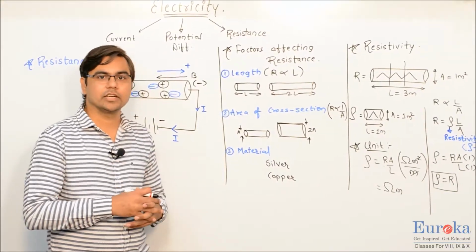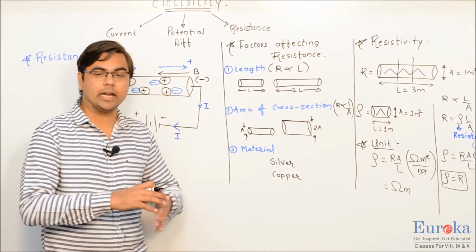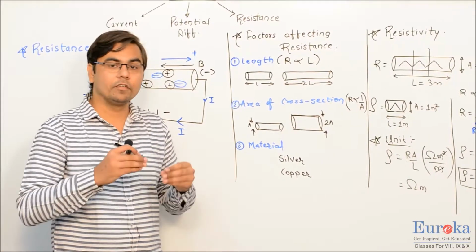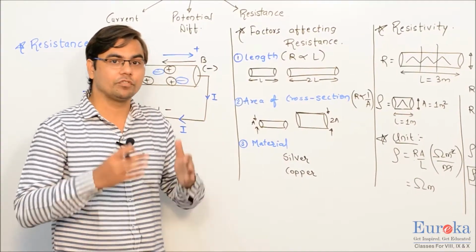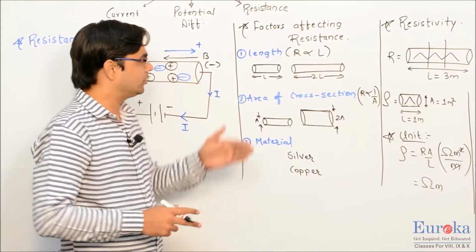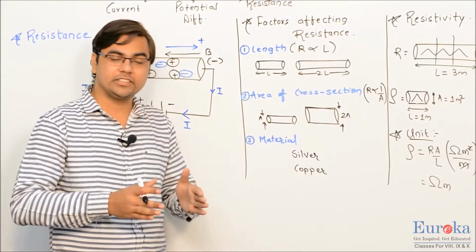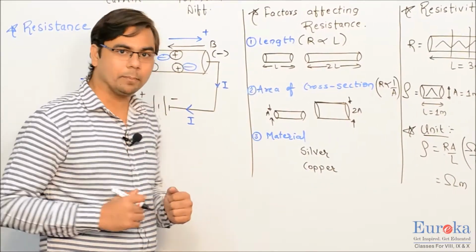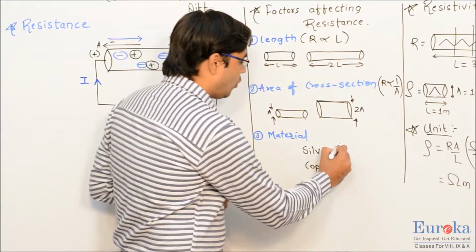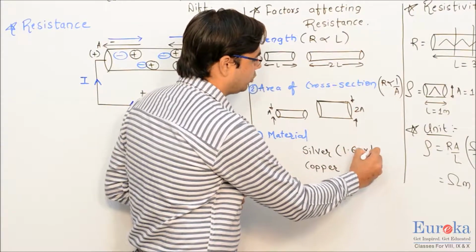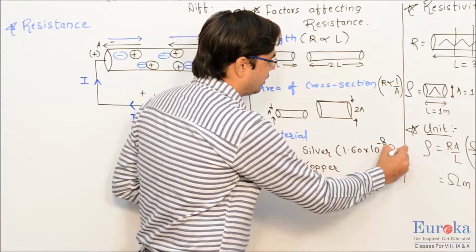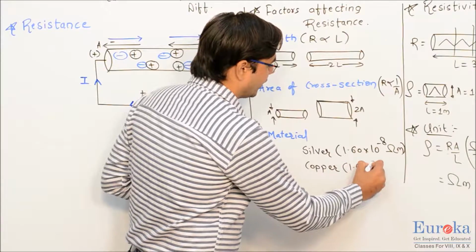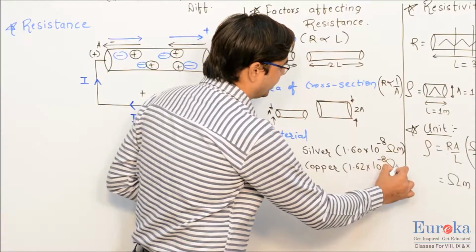Now that we have understood the concept of resistivity, it helps us in understanding that resistivity is a material specific constant. Whenever we change the length or area of cross section of a conductor, the resistance will change, as we have already understood, but what will not change is its resistivity. Each material has a different resistivity. For example, the resistivity of silver is 1.60 into 10 raised to minus 8 ohm meter. If I talk about copper, the resistivity is 1.62 into 10 raised to minus 8 ohm meter.